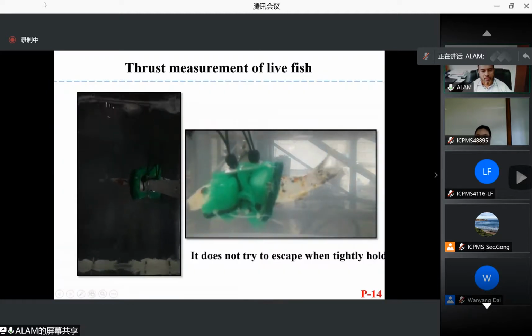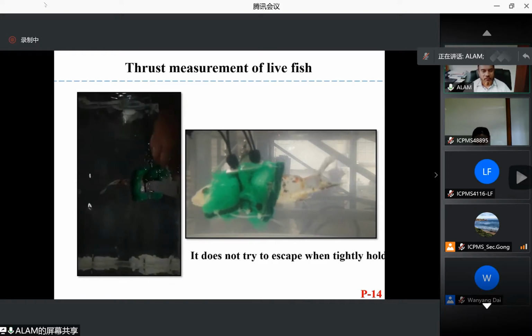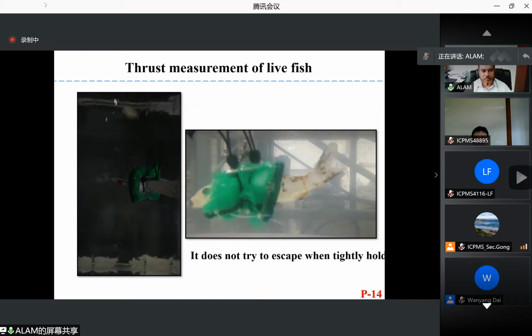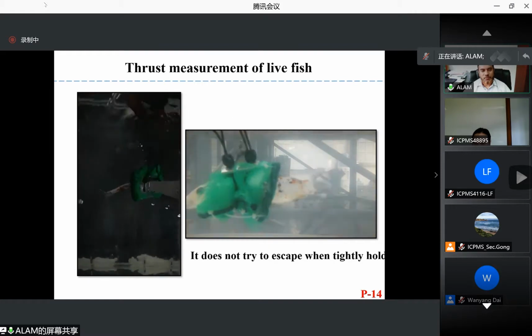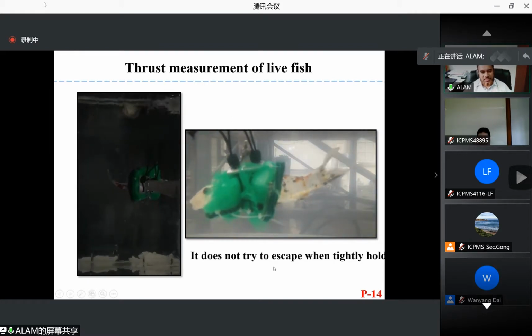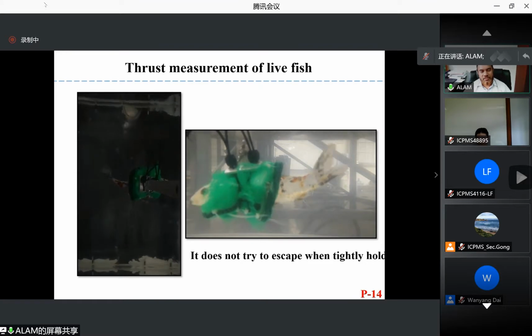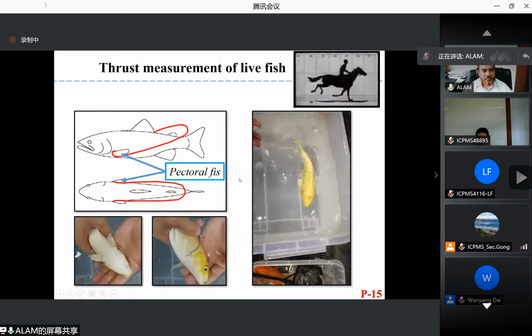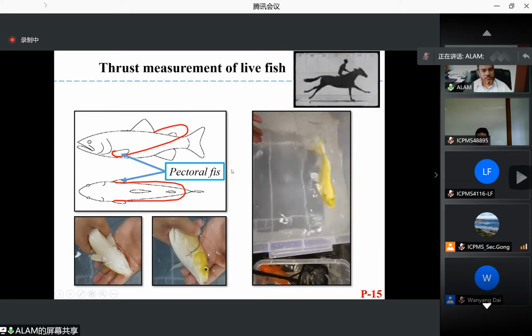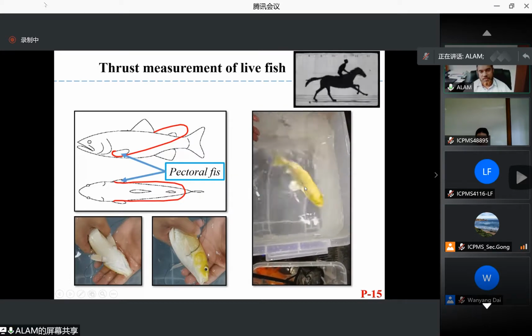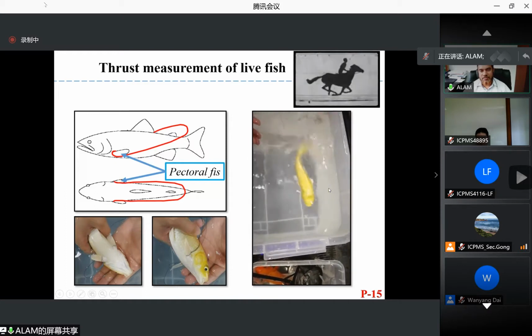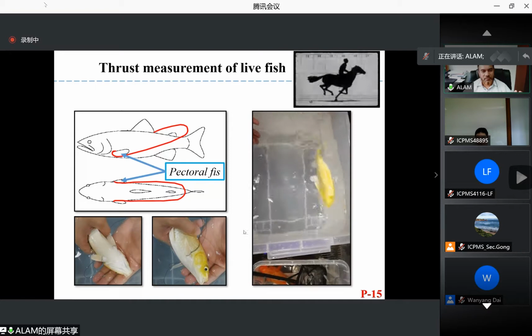When we tightly hold the fish, somehow the fish knows that it cannot escape. So in that case, it does not try to move. But when the fish understands that it can escape, then it moves rapidly. Using pectoral fin cords, here is another video. In that case, the fish is very vibrant, always moving, trying to escape through and through.